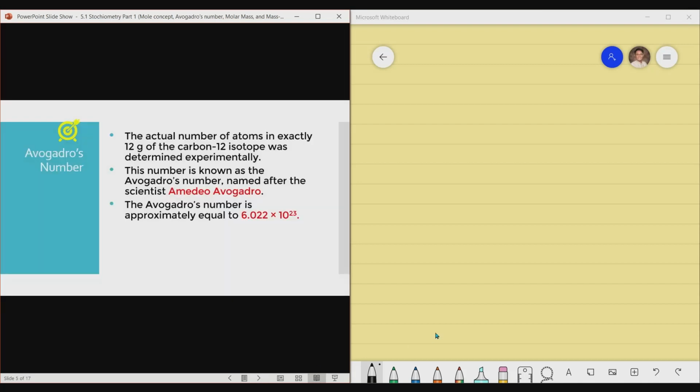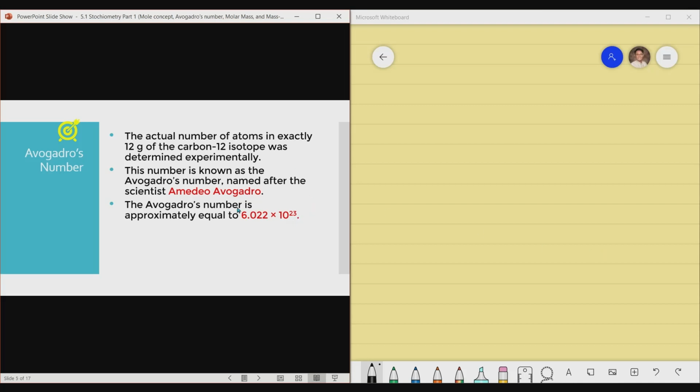Now, what about Avogadro's number? Now, the first point indicates that the actual number of atoms in exactly 12 grams of the carbon-12 isotope was determined experimentally. And that particular number of atoms is what we call the Amedeo-Avogadro's number. Okay, sorry about that. It's actually the Avogadro's number. This number is known as the Avogadro's number, named after the scientist Amedeo Avogadro.